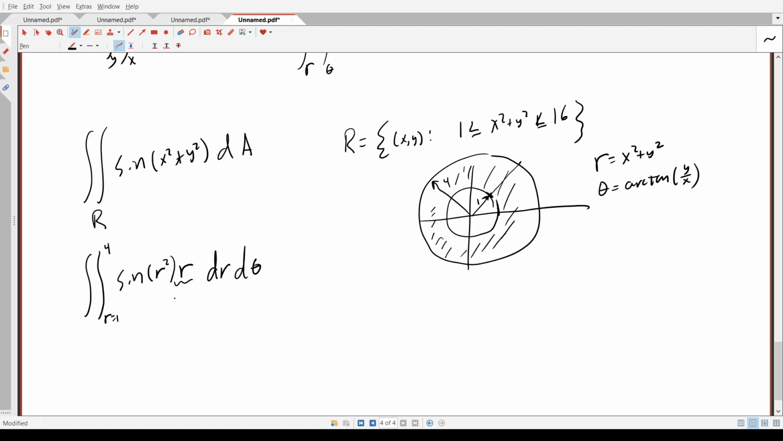Okay, so now I need to know what is the minimum angle and what is the maximum angle. So the theta, this angle, starts at 0, and then I'm going to be going all the way around. So that's going to be from 0 all the way around to 2 pi.